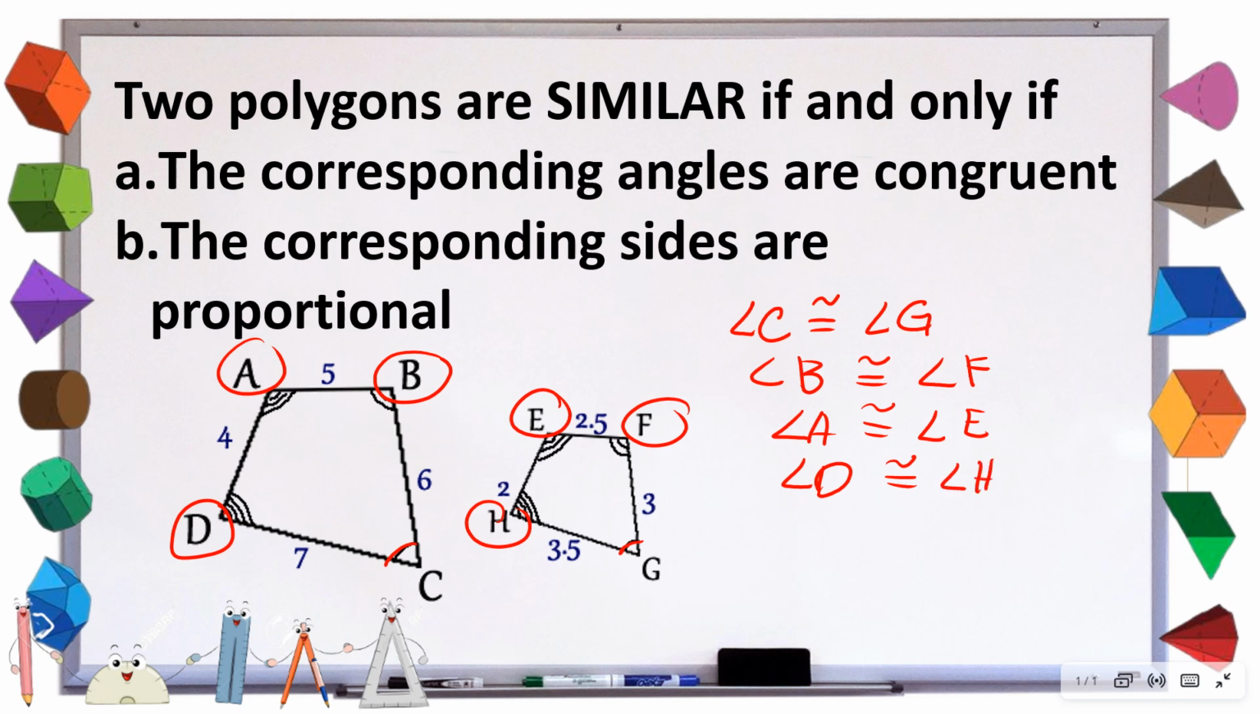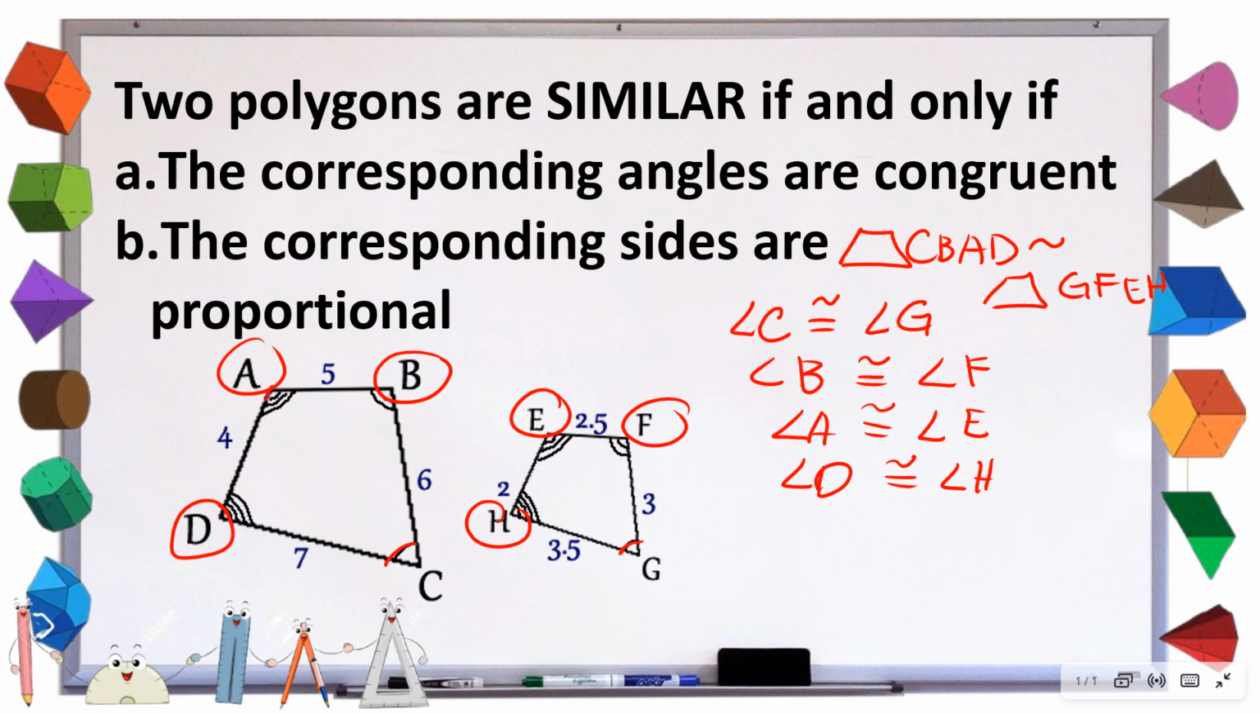So we are given this polygon. We just follow the order, depending on which angles are congruent. So polygon CBAD is similar with polygon, whichever corresponds to it, so that is polygon GFEH. The order of the sides depends on which angles are congruent. Then after that, we can see if the other sides are proportional.